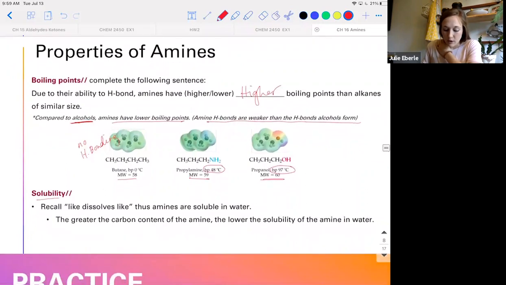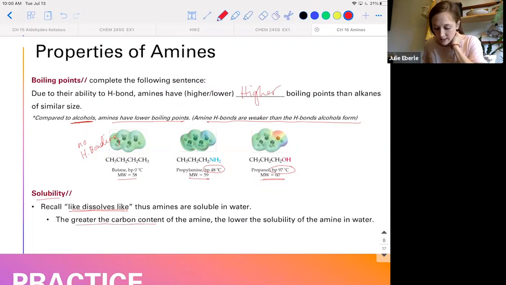Lastly, solubility. Always remember this phrase: like dissolves like. So if an amine is polar or largely polar, then it will be soluble in water. But if it's mostly nonpolar, then it will not be soluble in water. Just like alcohols, remember when I told you the carbon-hydrogen ratio? In fact, that was a test question. I said, why are some alcohols soluble in water and why are some not? It all has to do with the fact that you have both a nonpolar portion of the molecule and a polar portion of the molecule. So just like alcohol, same idea here.